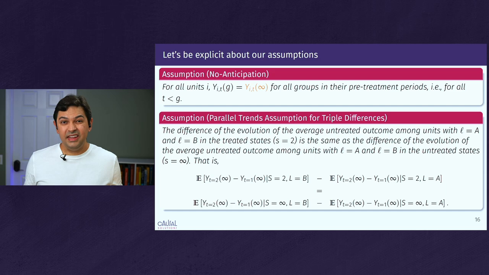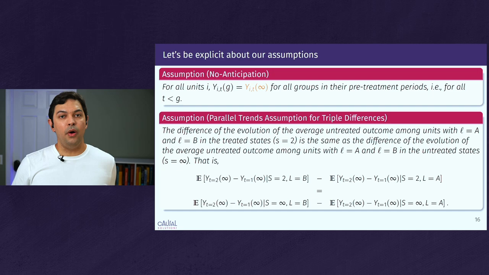But how can I use this to actually learn about the ATT, right? How can I actually use this structure to come up with an estimate, to come up with a formula that I can use with data to move forward? How am I going to do this?